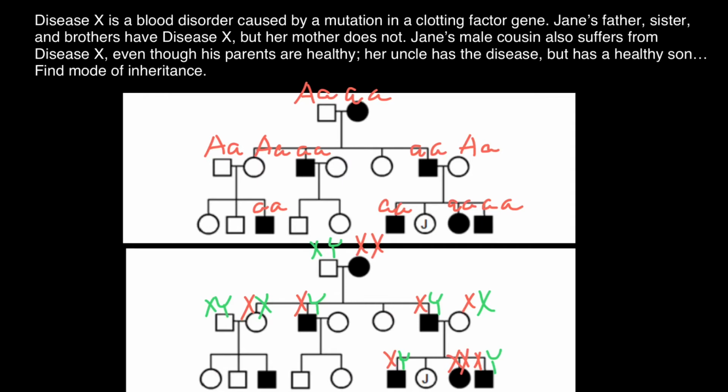Now take a look. This male, from his father side he can only get a Y chromosome, and from his mother side he can get either a defective X chromosome or a normal X chromosome. And he got the defective X chromosome. So it seems like this genetic disorder skipped one generation and reappeared in the next generation.